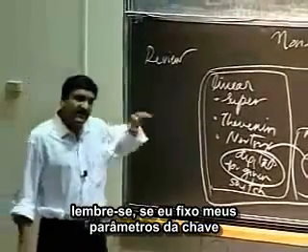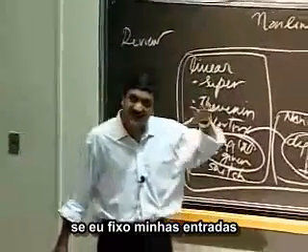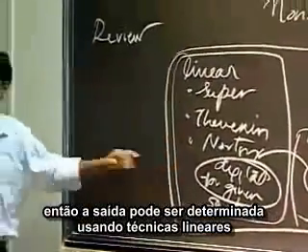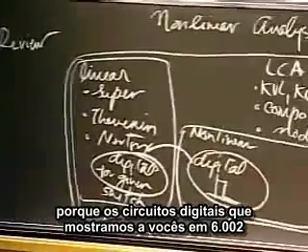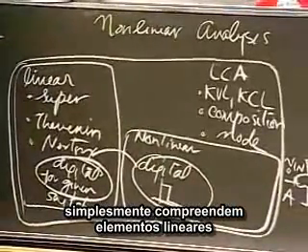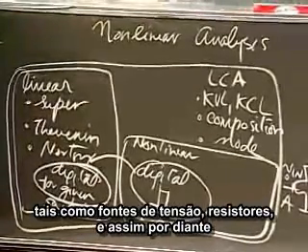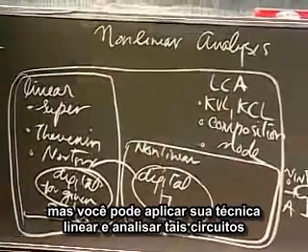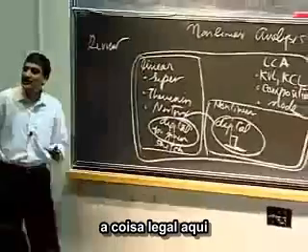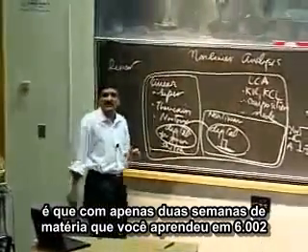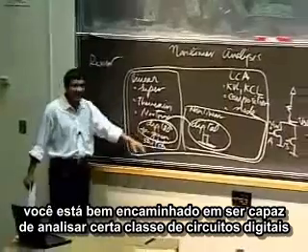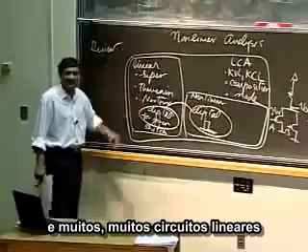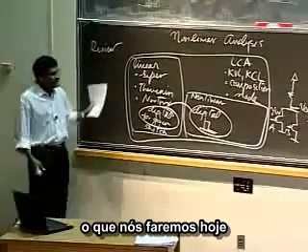Okay? Again, remember, if I fix my switch settings, if I fix the inputs, then the output can be determined using linear techniques, because the digital circuits we're showing you in 6002 simply comprise linear elements like voltage sources and resistors and so on. You'll see some more later, but you can apply your linear techniques and analyze them. So the cool thing here is that with just 2 weeks of stuff that you've learned in 6002, you are well on your way to being able to analyze certain classes of digital circuits for a given set of switch settings, and many, many linear circuits. Okay?